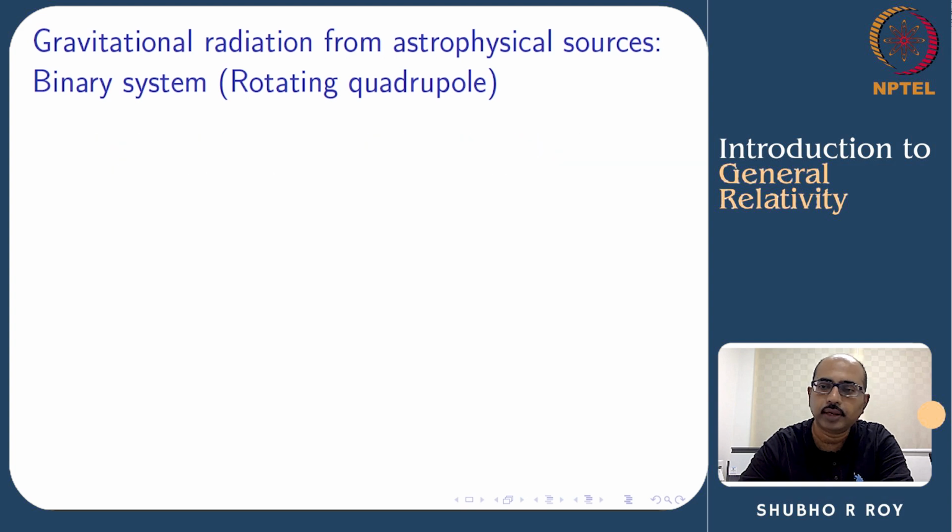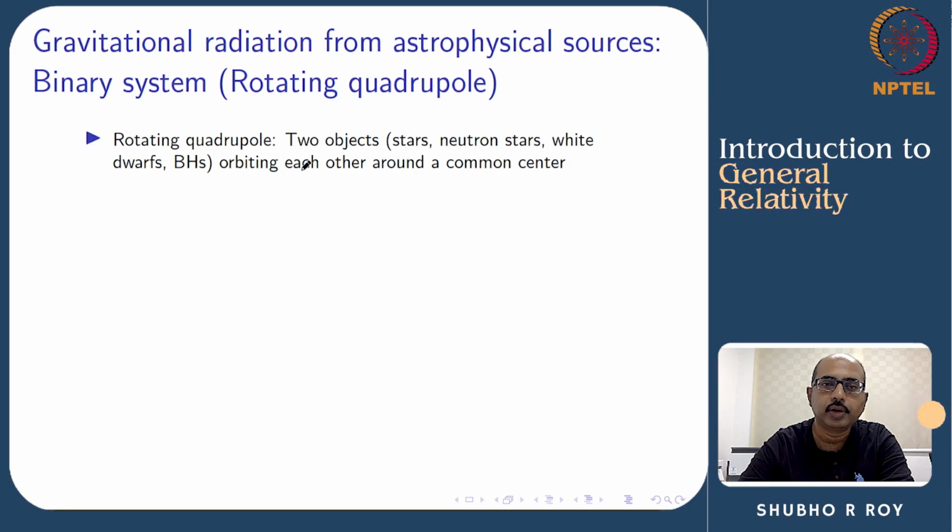And now let's look at an example. All this is a very abstract formula, so let's bring it home by looking at a special system, which is a binary system, or what we will call a rotating quadrupole. What we have here is two objects which can be stars. Both of the stars can be neutron stars, or a neutron star and a white dwarf, or a neutron star and a black hole, so long as we have just two objects. And they are orbiting each other around the common center.